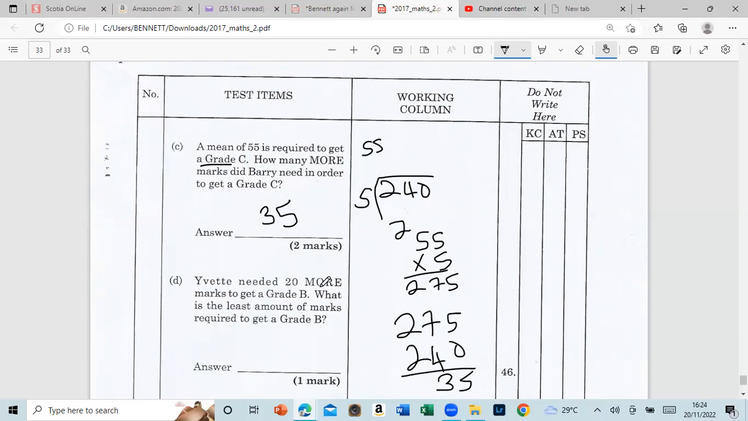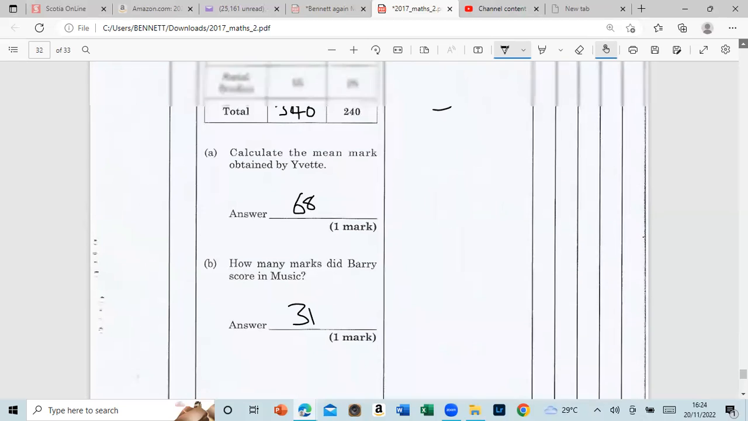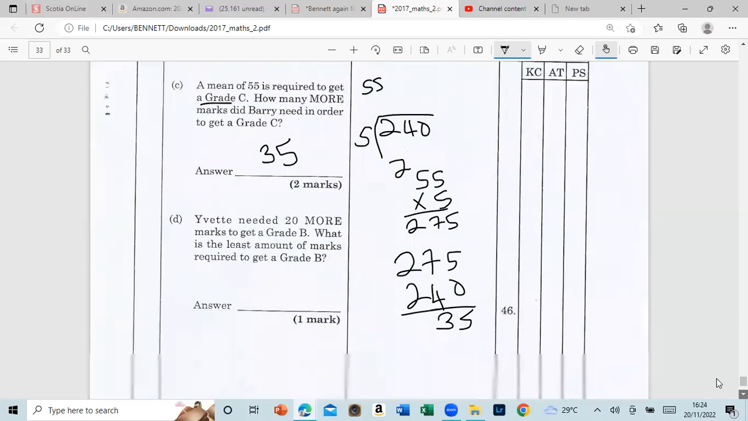If it needed 20 more marks to get a grade B, what is the least amount of marks required to get a grade B? So Yvette, what was Yvette? You add 20, right? So if you add 20 to 340, that means you are 360. That'll be 240 plus 20, which works out to 360.